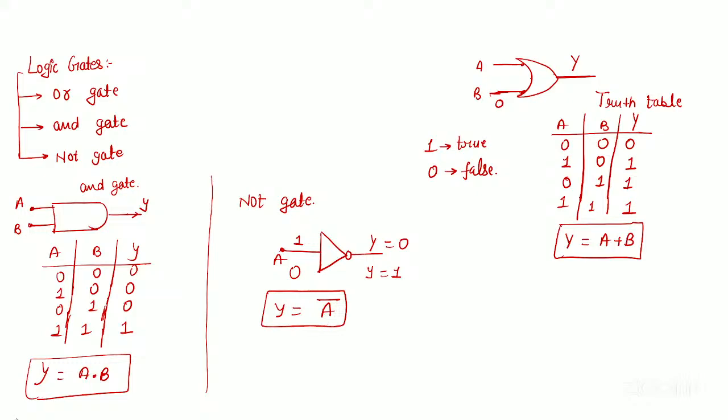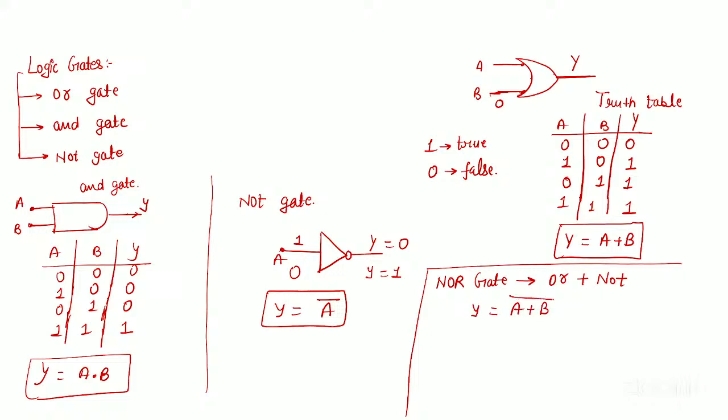Now, based on these three gates, we have derived gates, not fundamental, and the first is the NOR gate. The NOR gate is nothing but the combination of OR plus NOT. If you see the expression for the OR gate, it is Y is equal to A plus B. So for the NOR gate, it will become (A plus B) bar, which means if A is 0, B is 0, then it will come out as 0, but the bar means if the input is 0, it will return you 1.